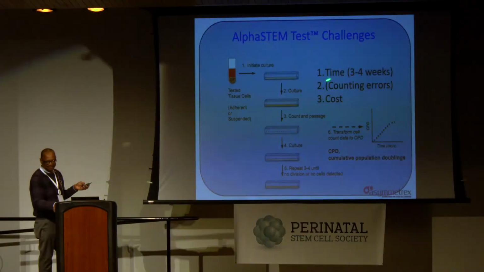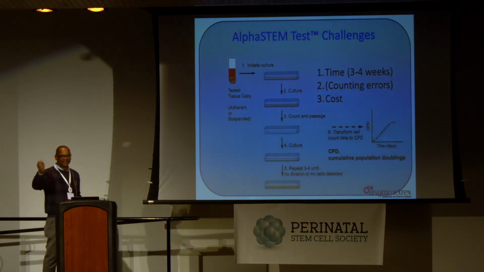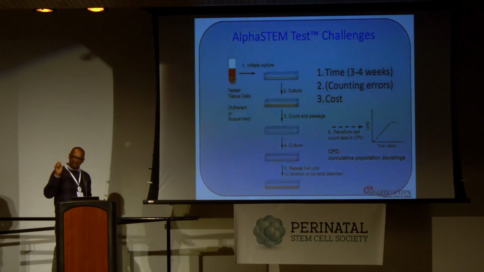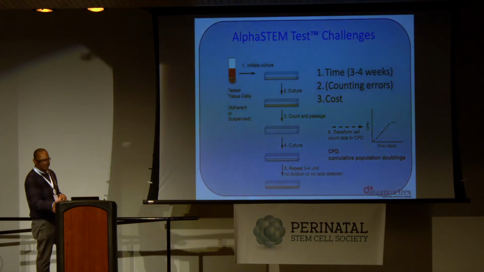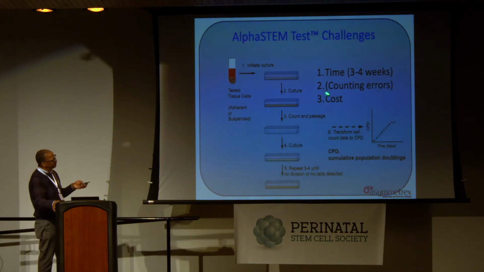I'm listing them here because that's what I want to talk about now and close with. Time. If you didn't take it away yet from those slides I've shown you, it takes us right now, our best, about 3 to 4 weeks. You give me a sample today, or you start a sample today, it'll be 3 to 4 weeks before you have a stem cell count. And there are a whole lot of reasons why that's really a problem for a really good tool. There are also counting errors.